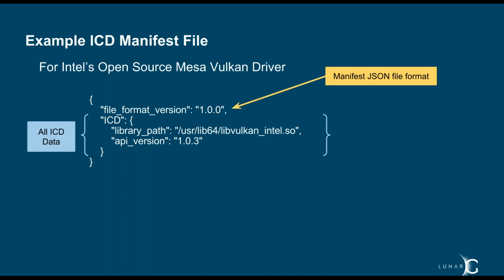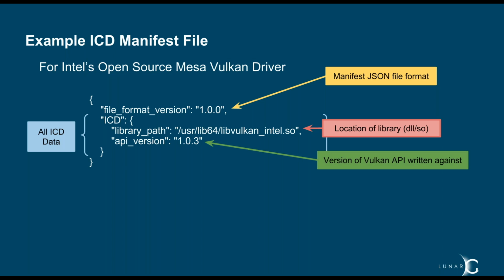This next section is all of the data that's specific to the ICD. We start with the library path, which is just the location of the library. It can be provided as either an absolute path, which is what you see here, or as a path relative to the location of the manifest file. We also provide an API version. The API version is just the version of Vulkan which the driver supports. It does not have to be the latest version.